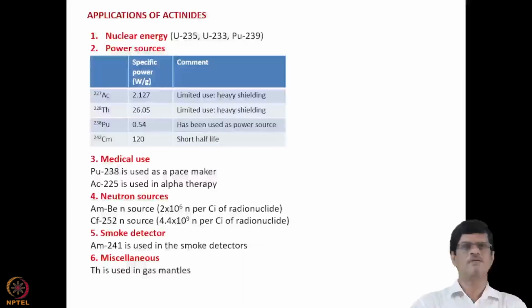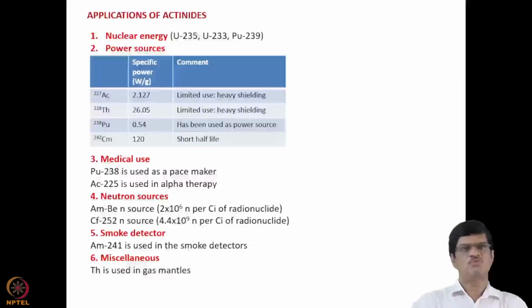Some of the actinide isotopes that are radionuclides, like actinium-227, thorium-228, plutonium-238 and curium-242, are used as power sources. Actinium-227, which has a specific power density of 2.127 watts per gram, has limited use. It requires heavy shielding for its application as a power source.